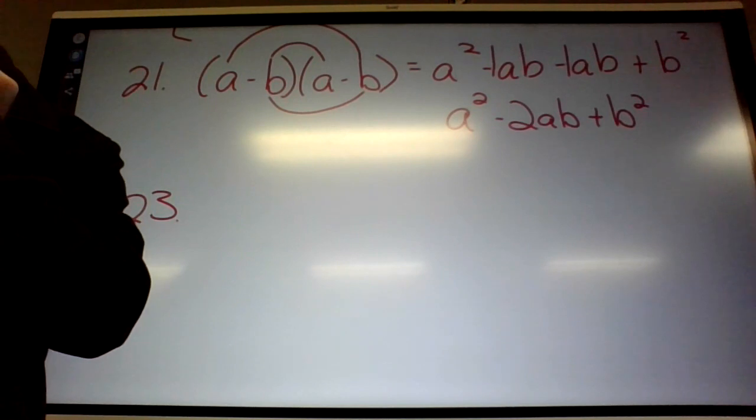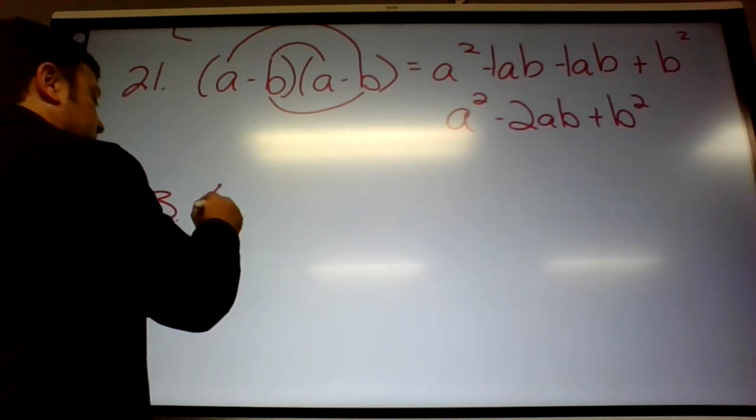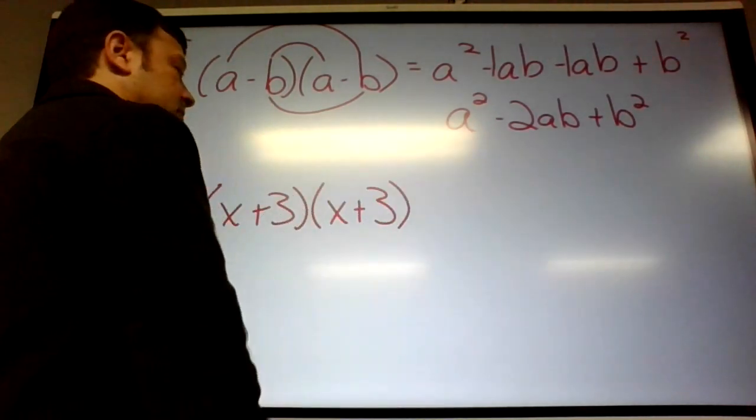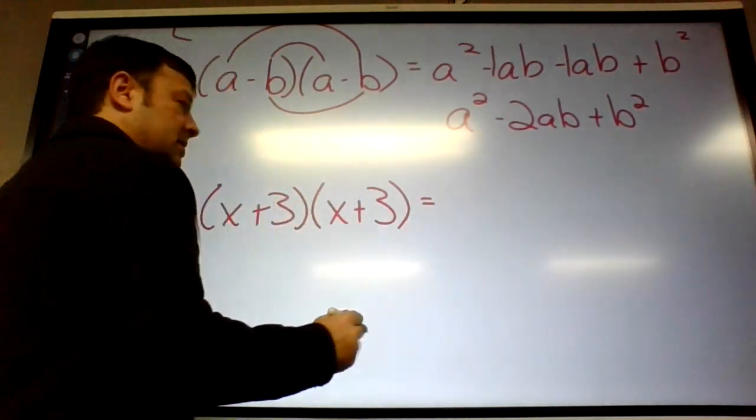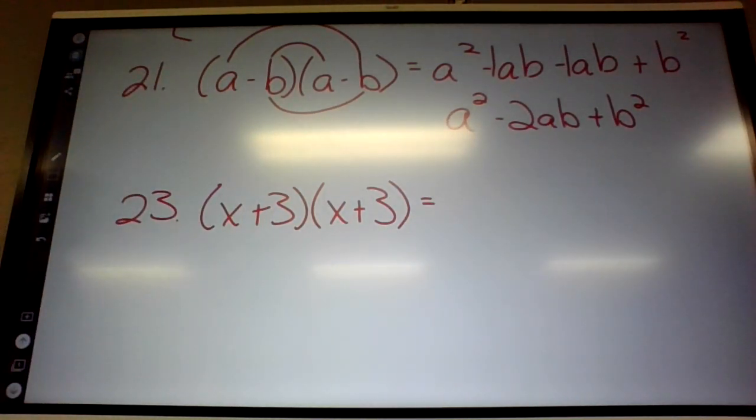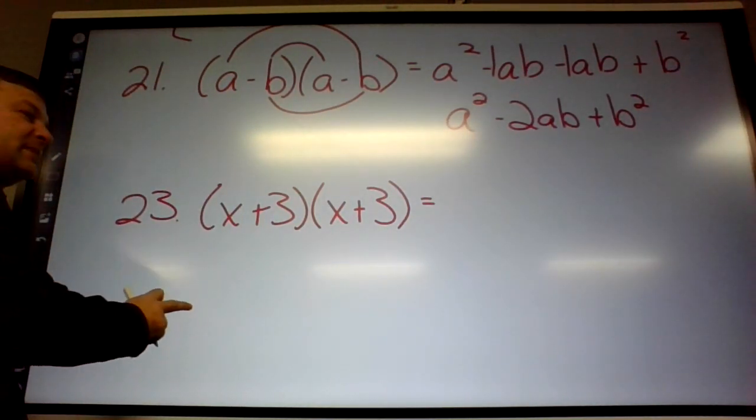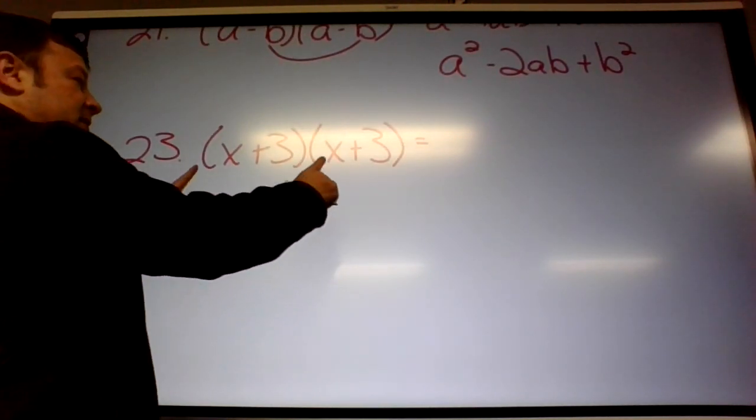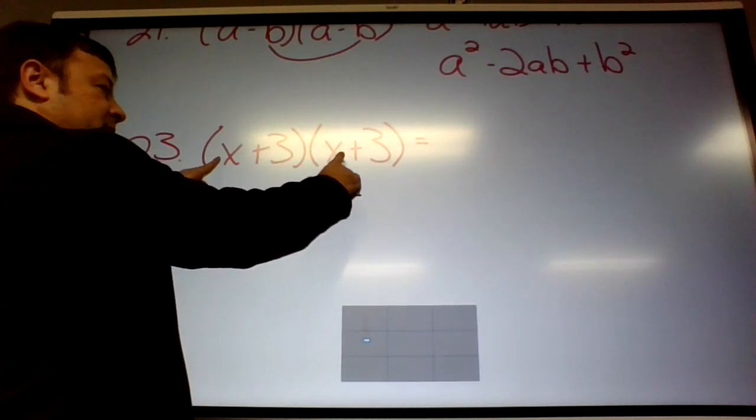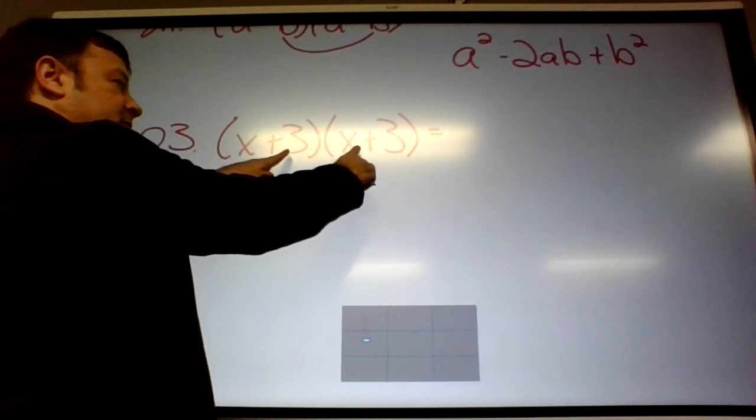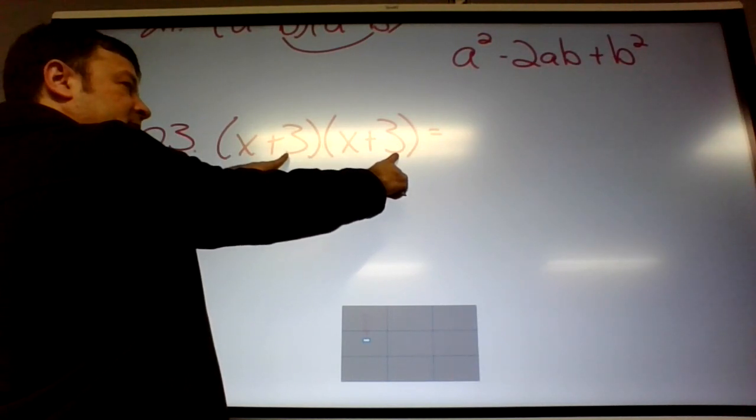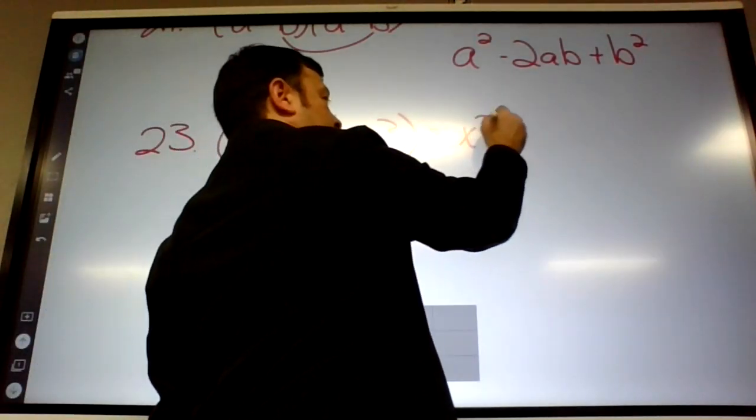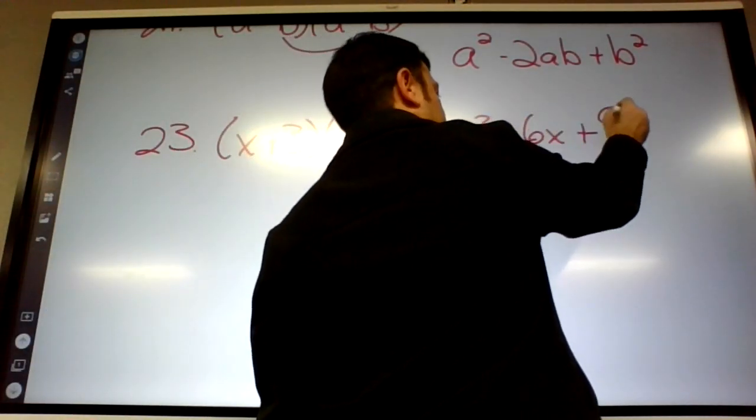All right, 23. X plus 3. Okay. Some of you might be getting the pattern. These can go very quickly. I'll give you an example here. This is x squared plus 3x plus 3x plus 9. So it's x squared plus 3x plus 3x. So it's x squared plus 6x plus 9.